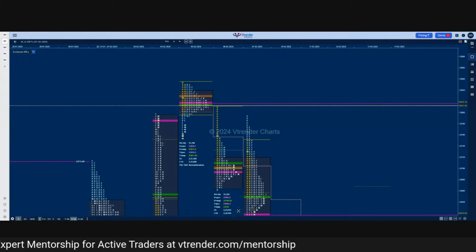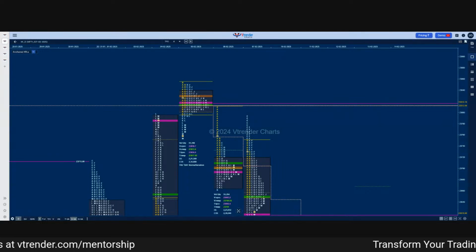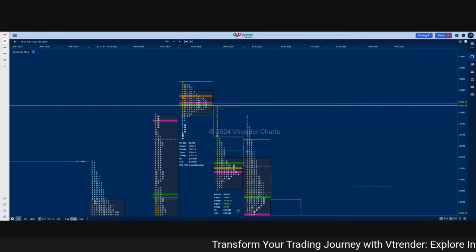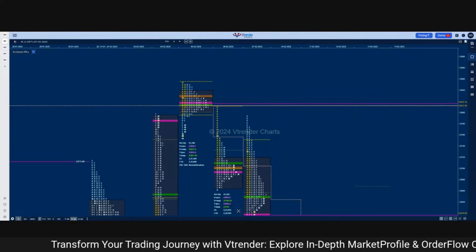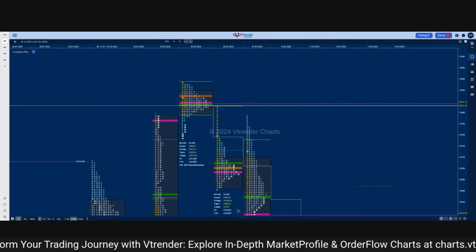So welcome to this 5 p.m. session. And yes, we will talk about the failed auction, and we will also see how failed auction serves to be a very important concept in market profile. So what we have on the screen is the market profile chart of Nifty Futures.